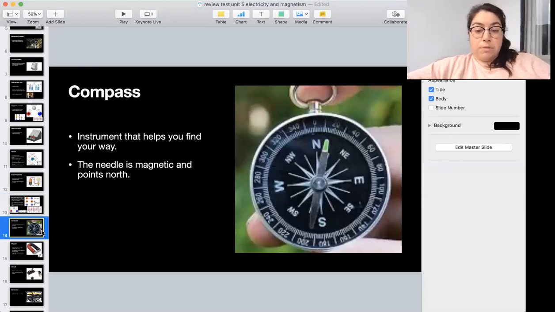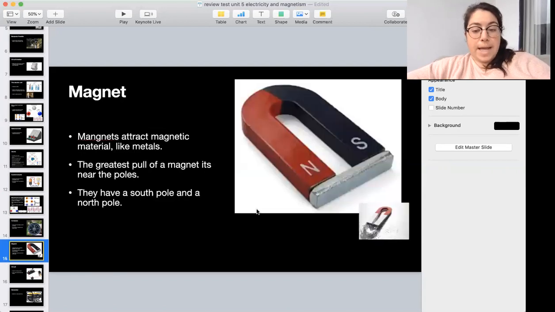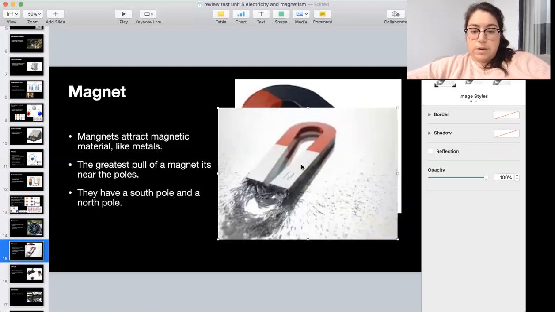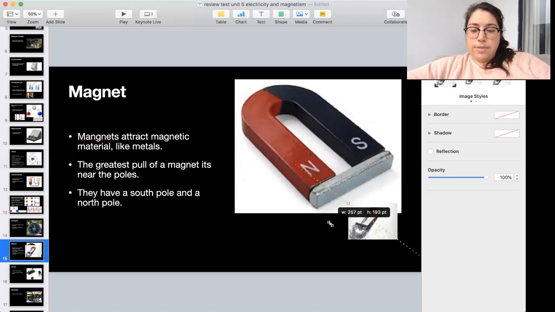Okay, the compass, remember when we learned about the compass and the magnet affecting it, and electricity affecting it? It's an instrument that helps you find your way. And the needle, this part here, is magnetic, and it always points north. A magnet, which we talked about before, attracts magnetic material like metals, like what it's attracting right now. The greatest pull of a magnet is near the poles. You can see that in this picture, that these metal bits are going to the poles and not so many to the top part. And they always have a south pole here and a north pole.